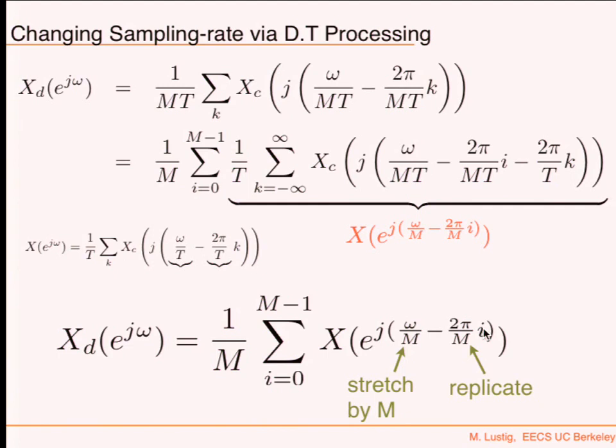What do I get really here? Here's the point. There are two effects. When I downsample by a factor of M, my signal stretches by M, and then it's replicated M times. That's what it does.